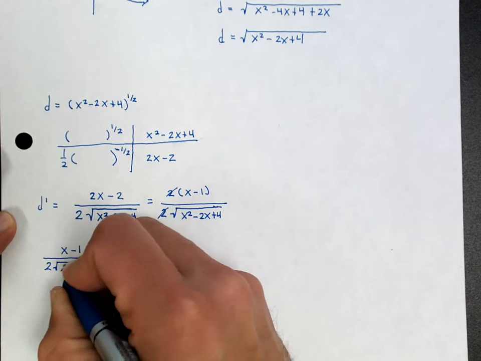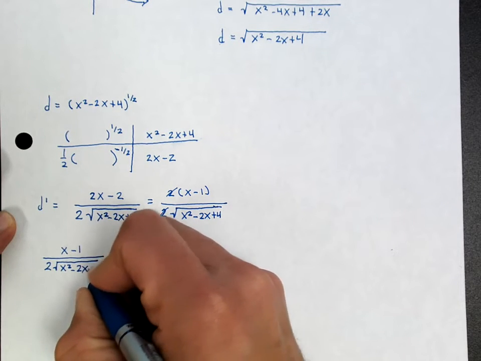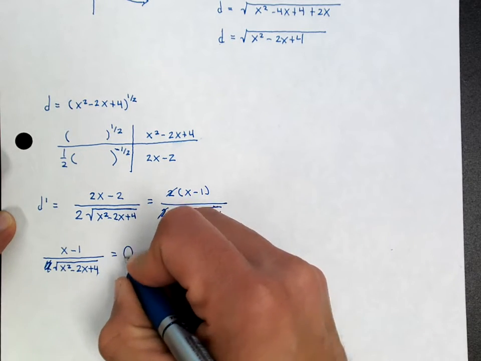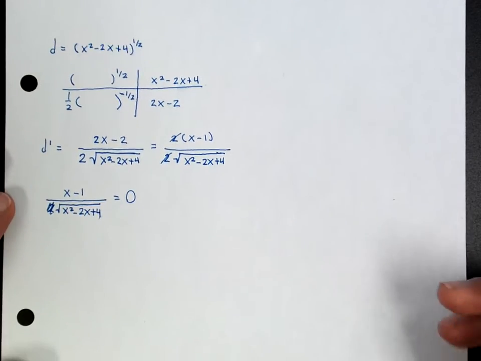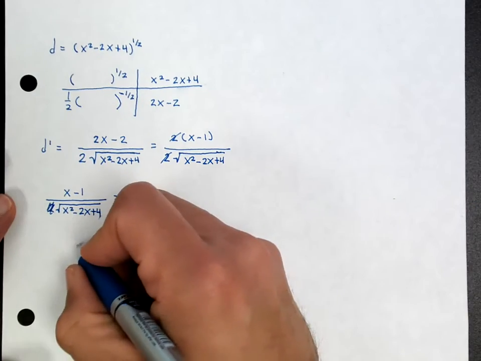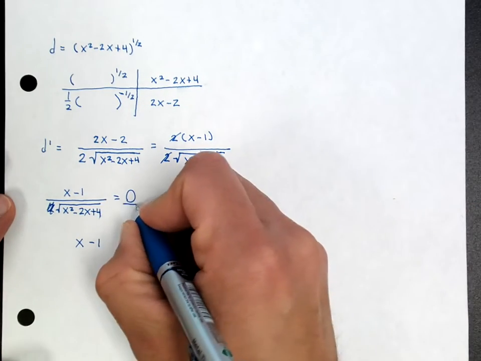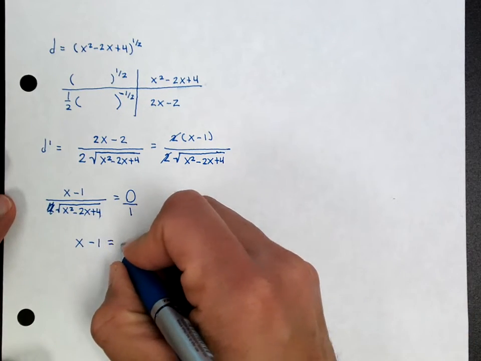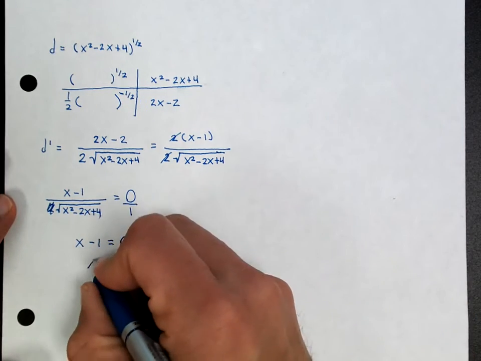Oops. That was already gone. So I'm going to have to set that equal to 0, and if I cross multiply, then I just get x. You can put this over 1 if you like and cross multiply. You get x minus 1 is equal to 0, which means that x is equal to 1.